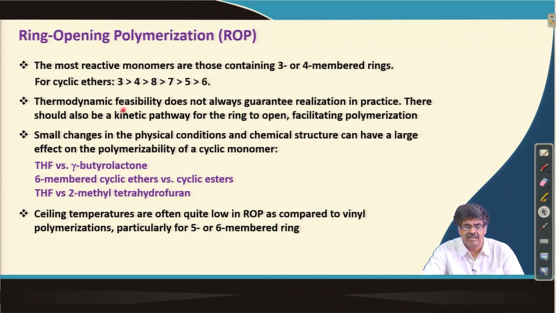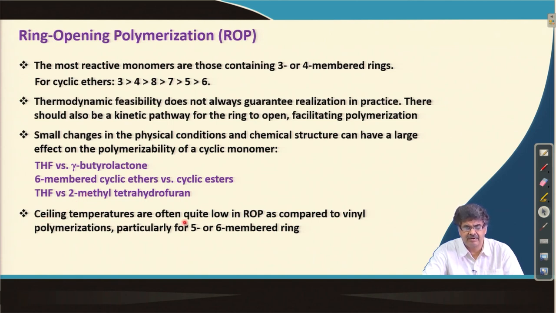Of course, thermodynamic feasibility does not always guarantee realization in practice, because there has to be a kinetic pathway for the ring to open which facilitates the polymerization. Now, small changes in physical conditions and chemical structure can have a large effect on the polymerizability of a cyclic monomer. For example, THF and butyrolactam are both 5-membered rings, but THF can be polymerized cationically, which cannot be done for this monomer. Similarly, there are differences in the ring opening ability of 6-membered cyclic ethers versus cyclic esters, or THF versus 2-methyl tetrahydrofuran, so a little bit of substituent makes a lot of difference in their ability to form linear polymer by ring opening.